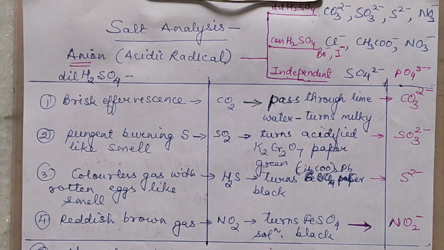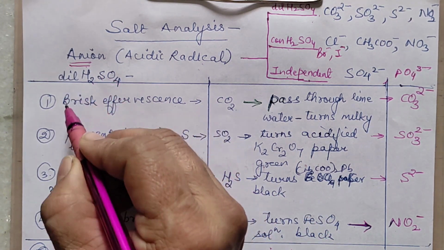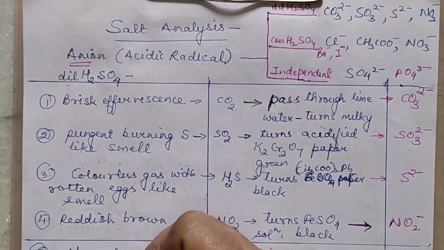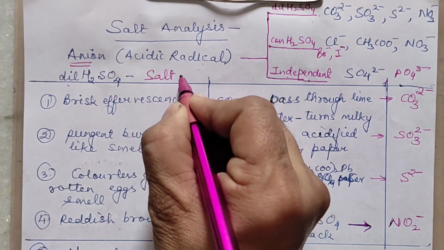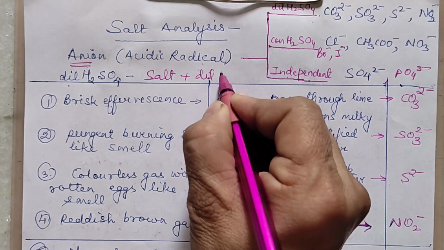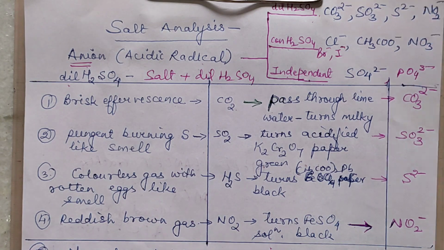Now how do you actually begin? Suppose you take a salt in a test tube. To that you add dilute sulfuric acid. What tests are there? You take the salt, add dilute sulfuric acid, and you may get any one of the possible observations.